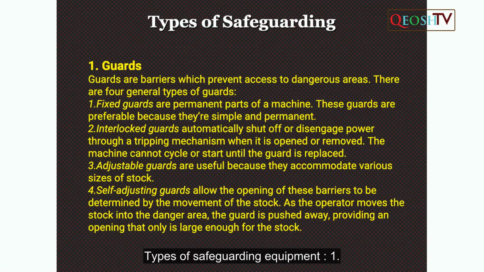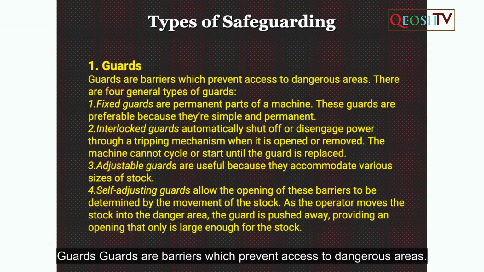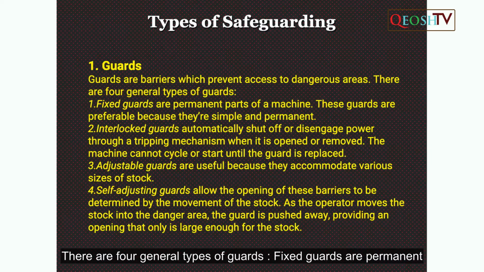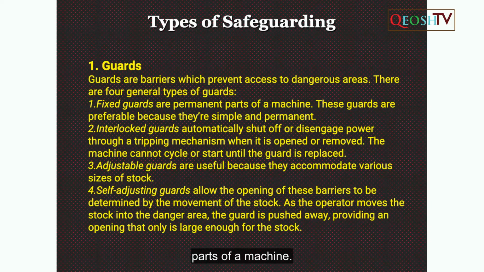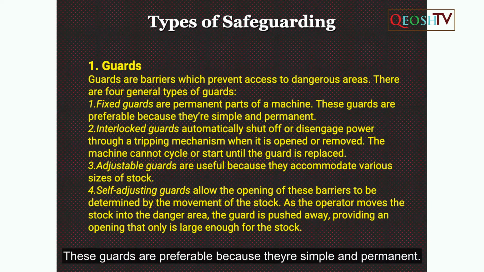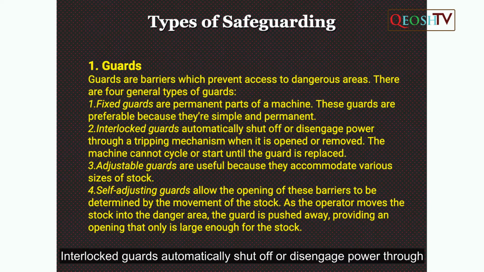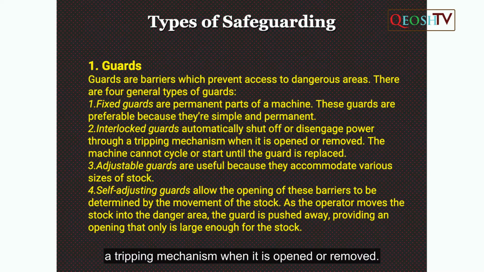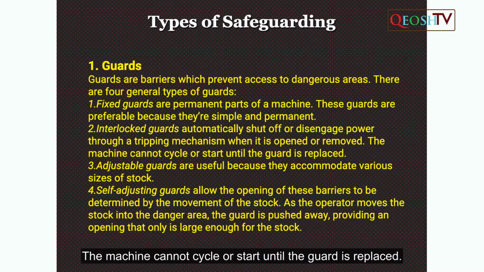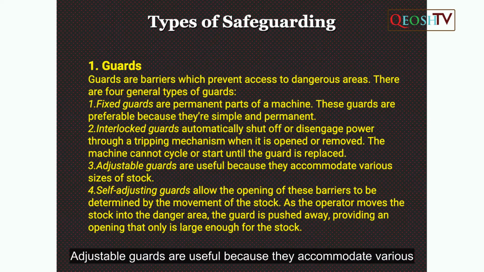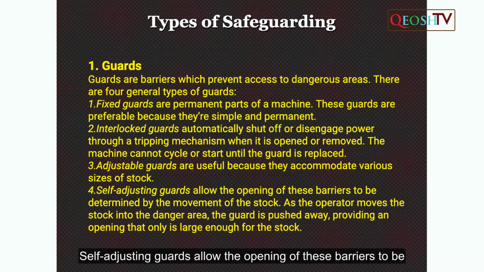Types of safeguarding equipment. 1. Guards. Guards are barriers which prevent access to dangerous areas. There are 4 general types of guards. Fixed guards are permanent parts of a machine. These guards are preferable because they are simple and permanent. Interlocked guards automatically shut off or disengage power through a tripping mechanism when it is opened or removed. The machine cannot cycle or start until the guard is replaced. Adjustable guards are useful because they accommodate various sizes of stock.